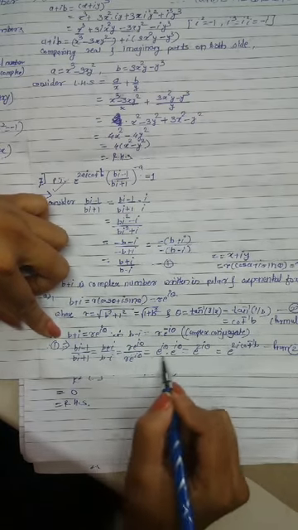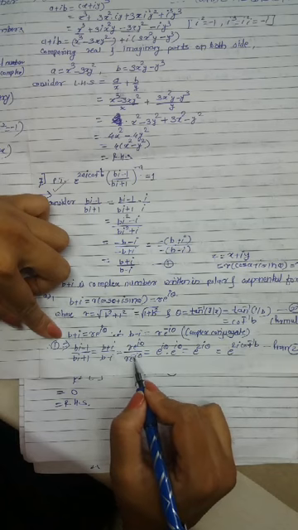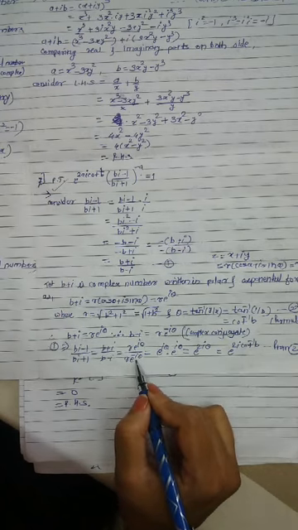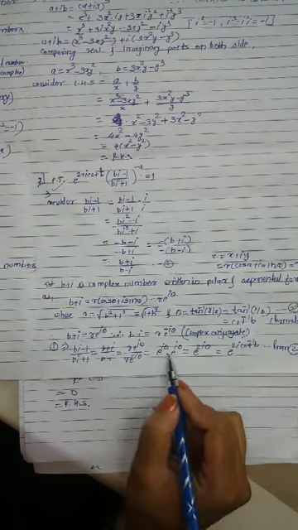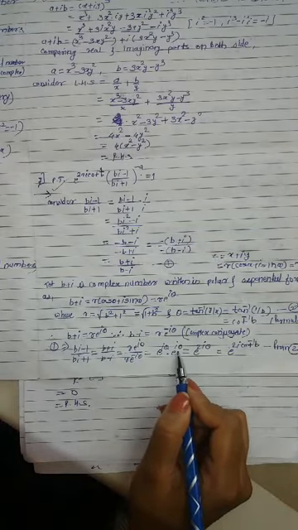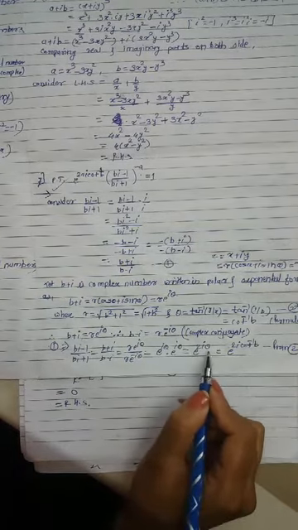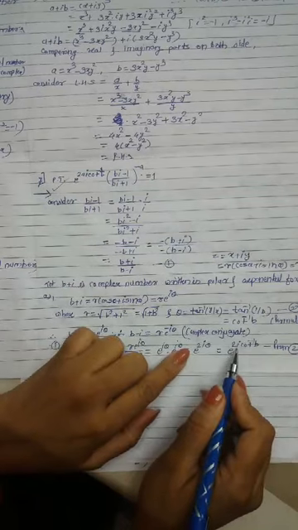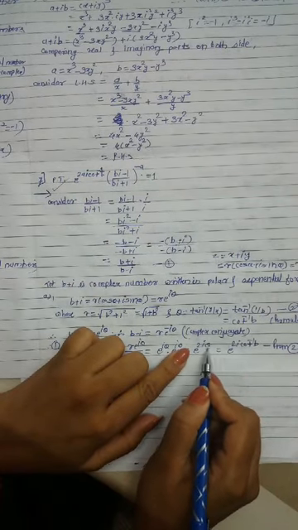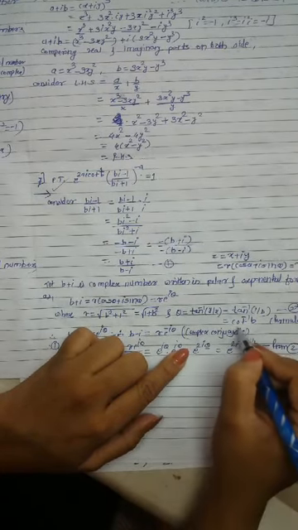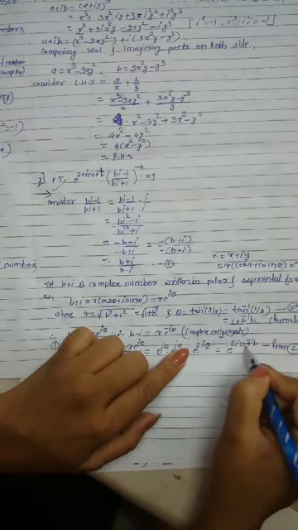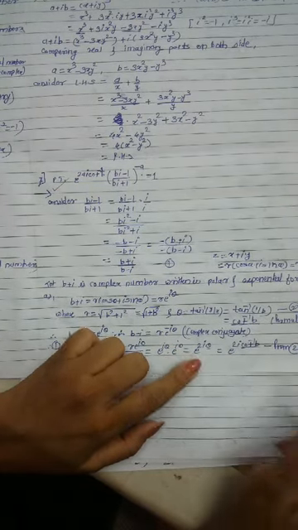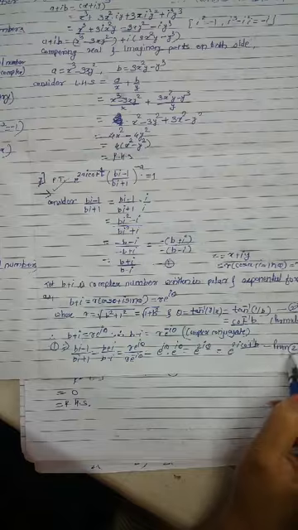R gets cancelled, e raised to i theta as it is, and this e raised to minus i theta goes to the numerator, it becomes plus. e raised to i theta into e raised to i theta is e raised to 2i theta, which is equal to e raised to 2i, a constant as it is, and theta value as we earlier calculated is cot inverse of b. Okay, from this equation 2.